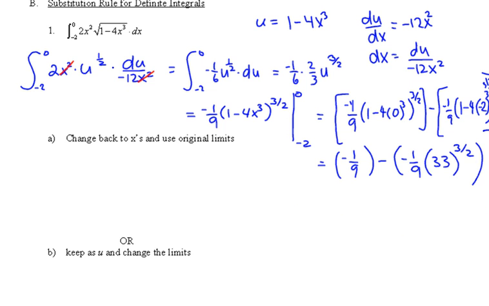Well, what happens with our 1 ninth? Oh, no, that doesn't happen. Sorry. We can factor out the 1 ninth, though. So we have negative 1 ninth plus 1 ninth, and this would be the square root of 33 cubed, as an exact value. It's ugly.